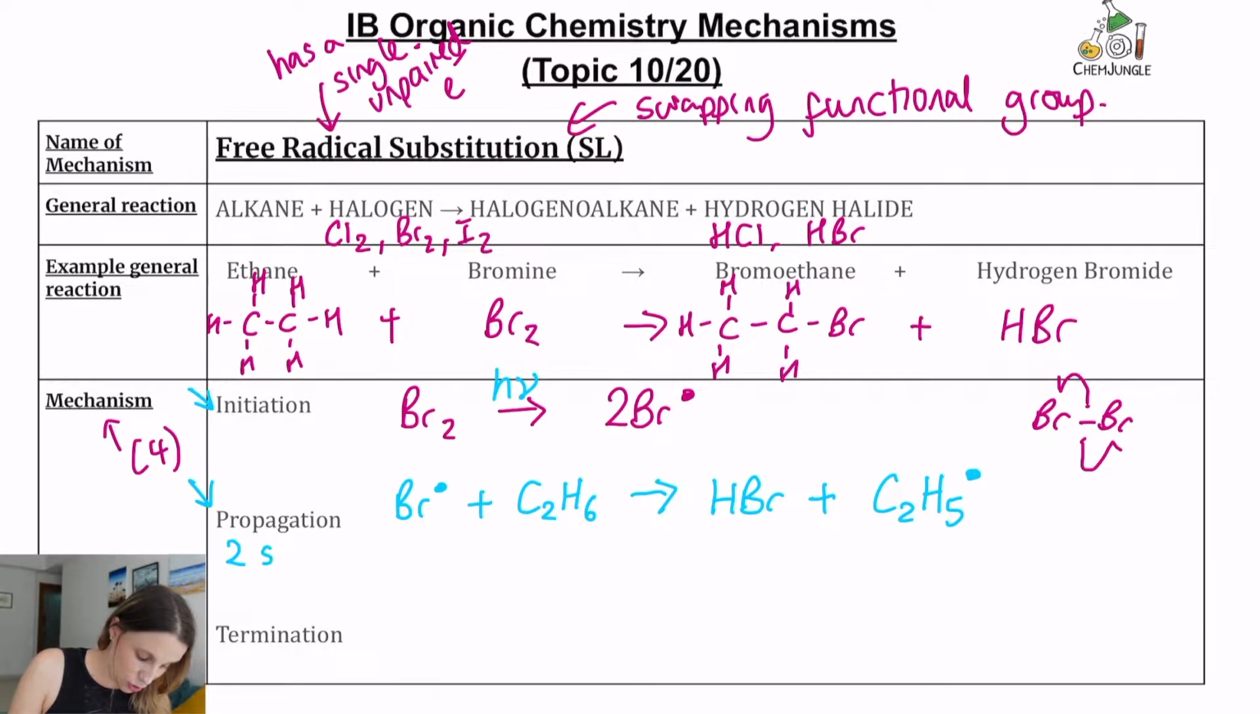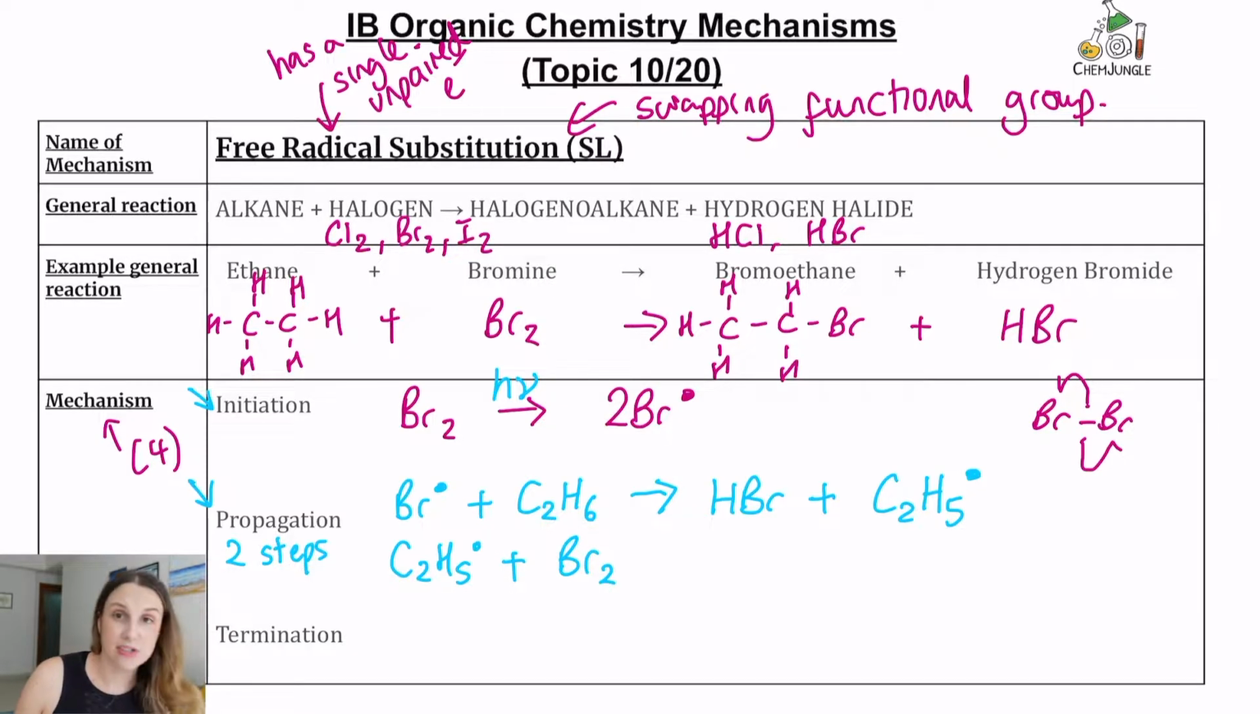Propagation normally requires you to show at least 2 steps, and what I'm showing you is the steps that would normally appear on a mark scheme, but there's a variety of propagation steps that are valid, like any radical reacting with anything that's not a radical essentially. So we're going to take this ethane radical, this C2H5 dot, and we're going to react it with the Br2. So we're going to react it with the halogen molecule, whatever that was in your example.